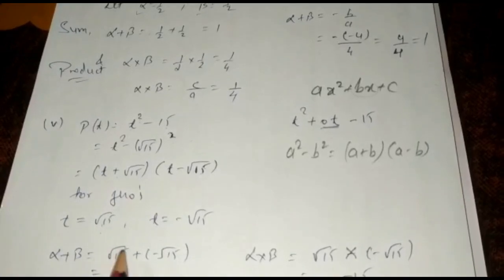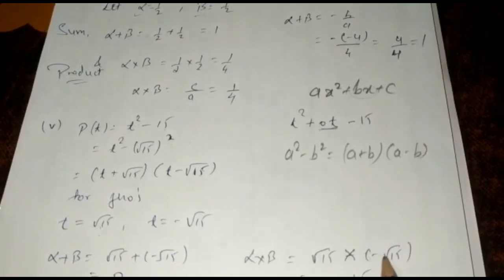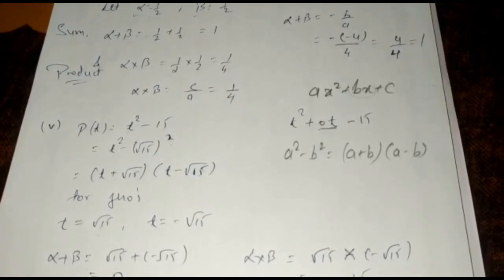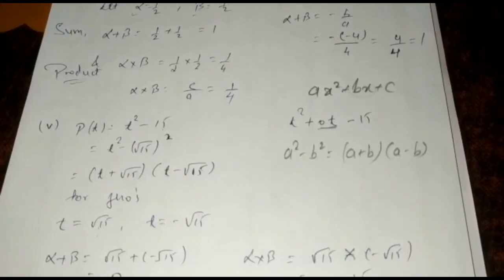So alpha plus beta will be equal to the sum of the zeros, and that will be equal to 0, and that will again be equal to minus b by a, and the product of the zeros will be equal to minus 15. Root 15 into minus root 15 will be equal to minus 15, and that will be equal to c by a, as we discussed in our previous section.